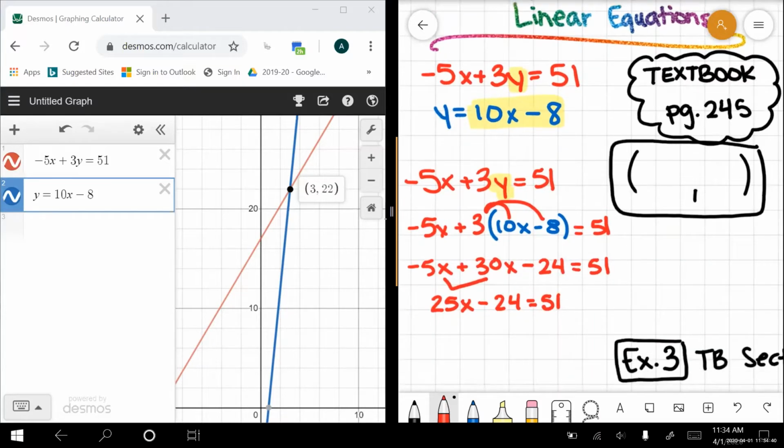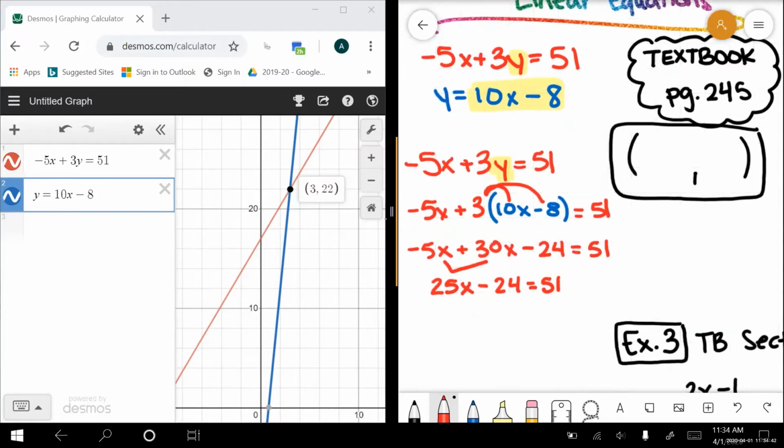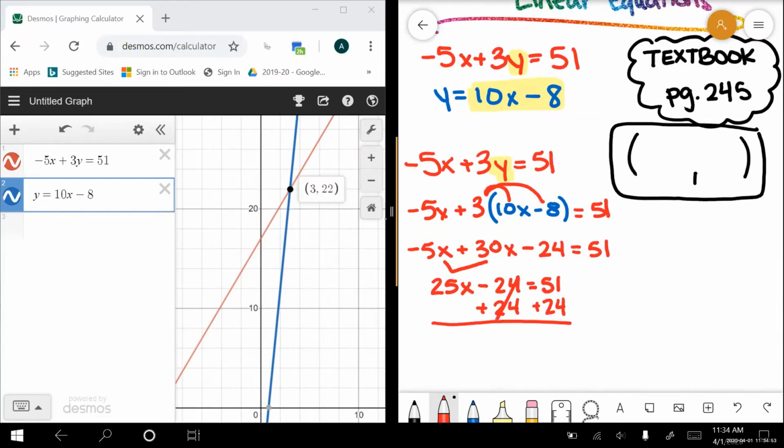Let's go ahead and add 24 to both sides. And then I've got 25x equals 75. And when I divide both sides by 25, I end up with x equals 3.